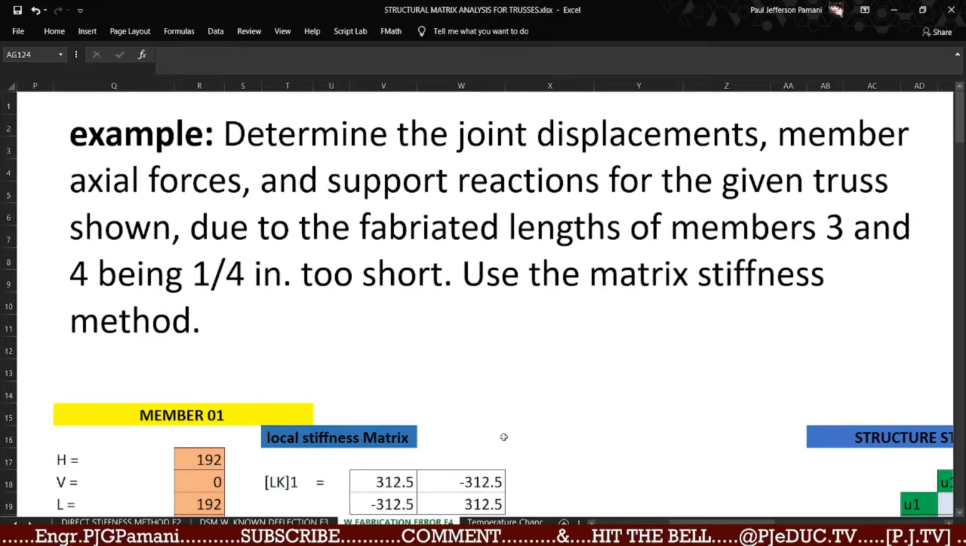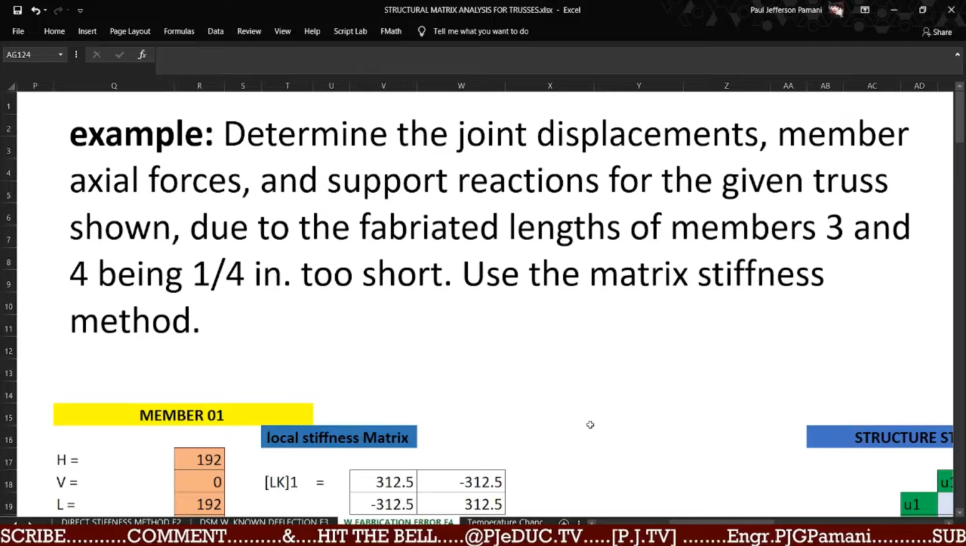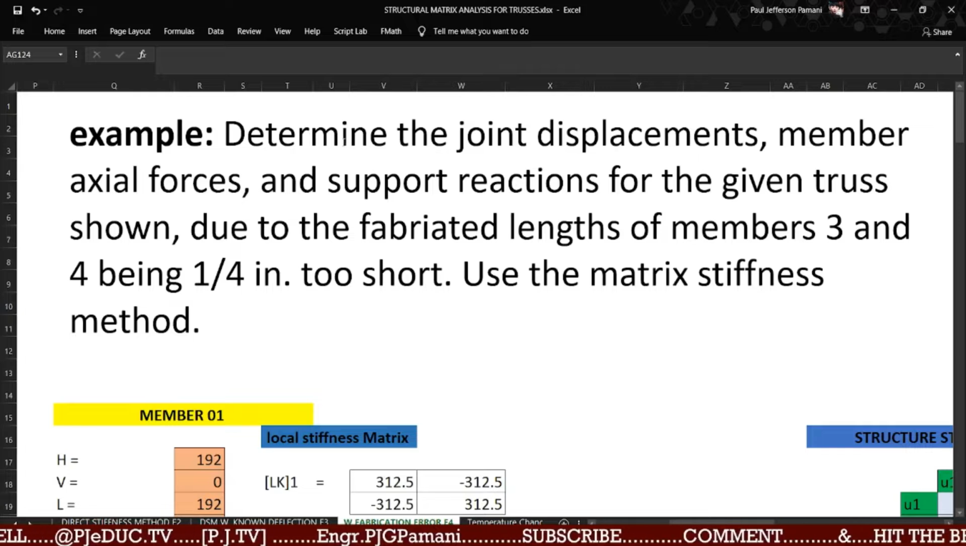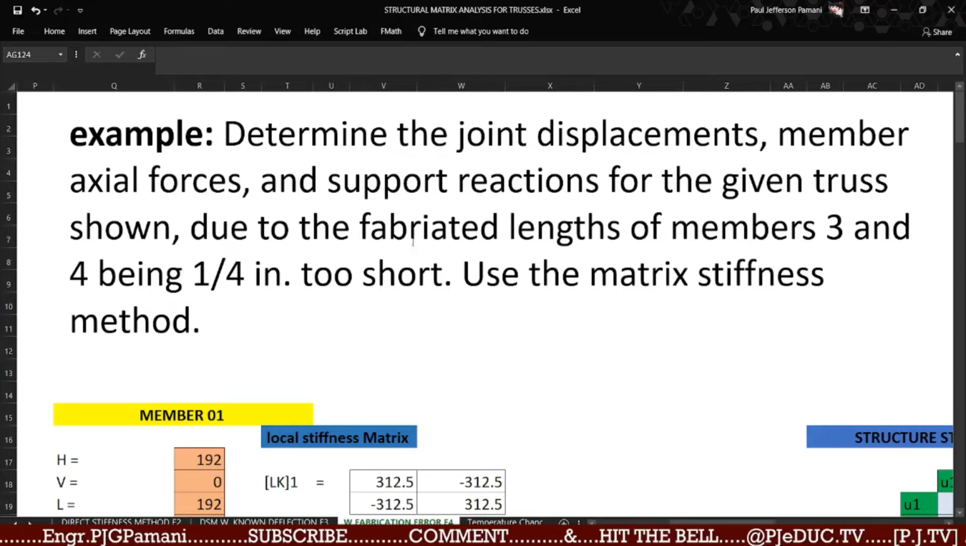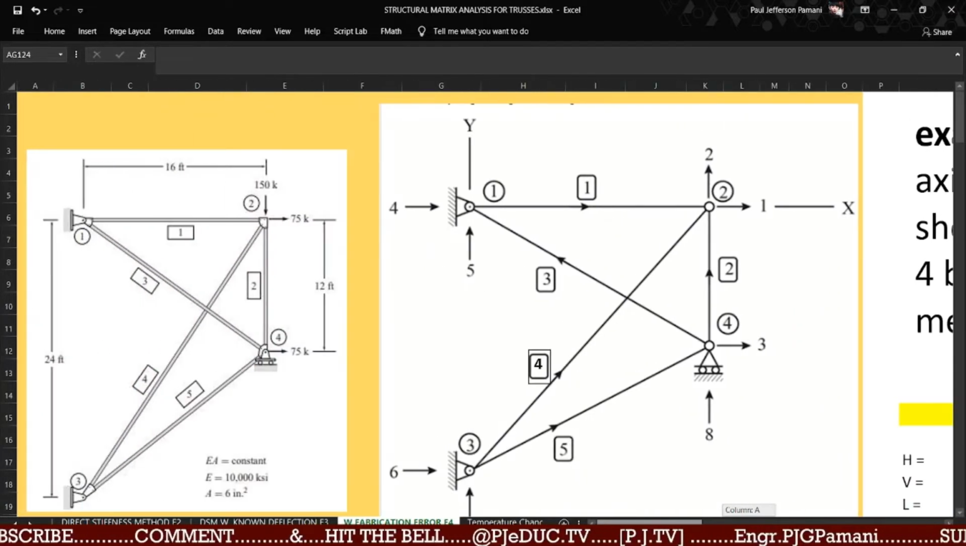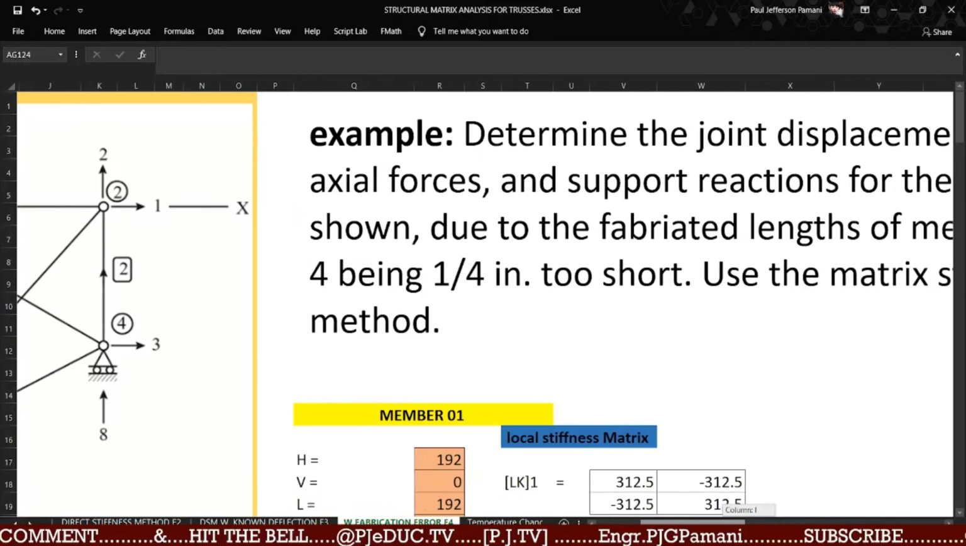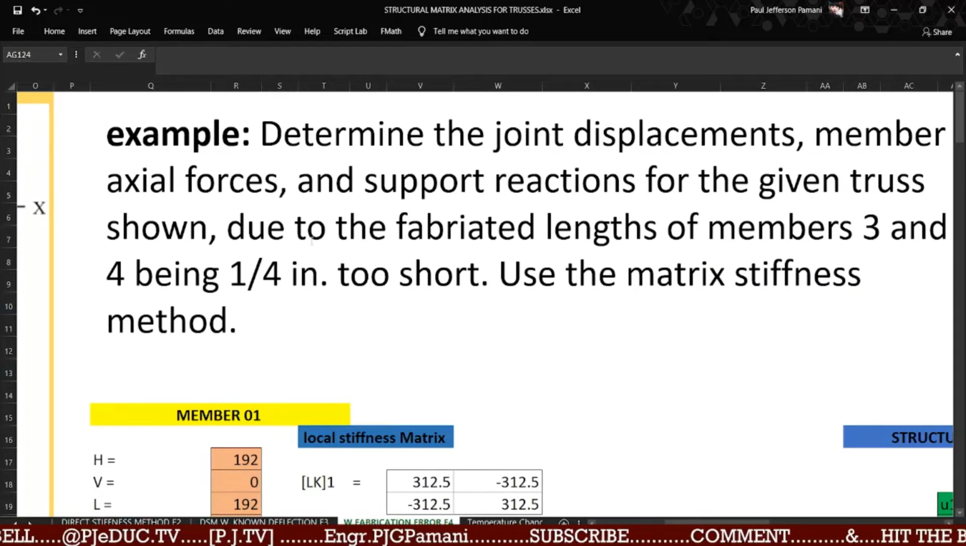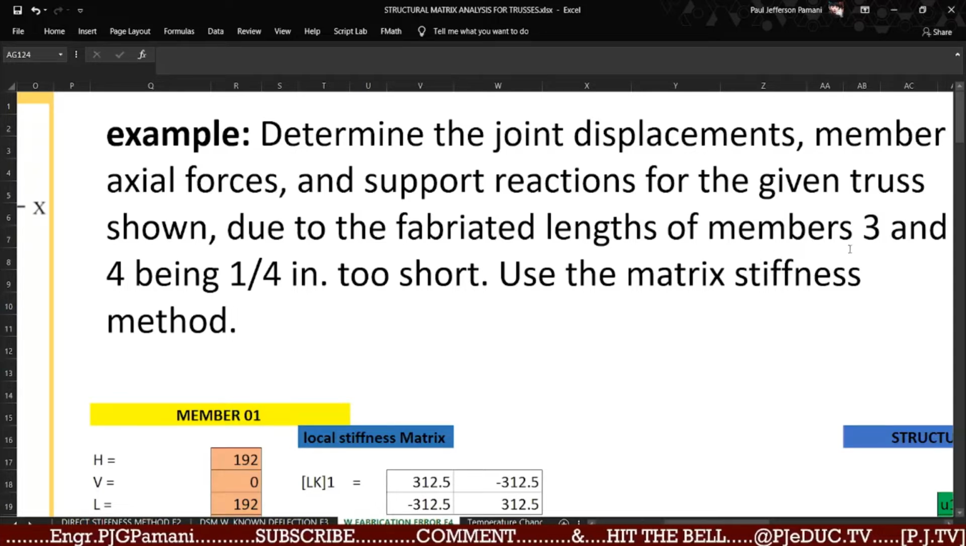Continuation, we have example number 4. Okay, for example number 4, what if there was a fabrication error? So you're now asked to determine the joint displacements, member axial forces, and support reactions for the given truss shown. Same figure like what we had from example 2 and example 3. And the support reactions for the given truss system, due to the fabricated lengths of members 3 and 4.